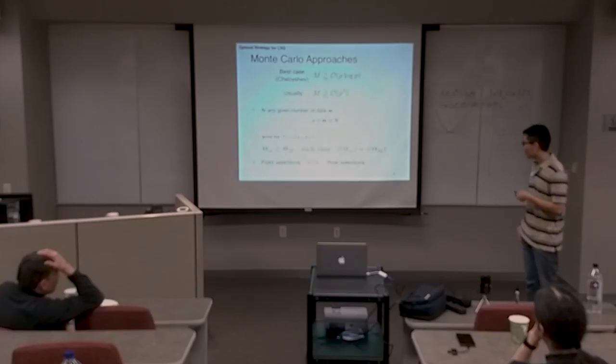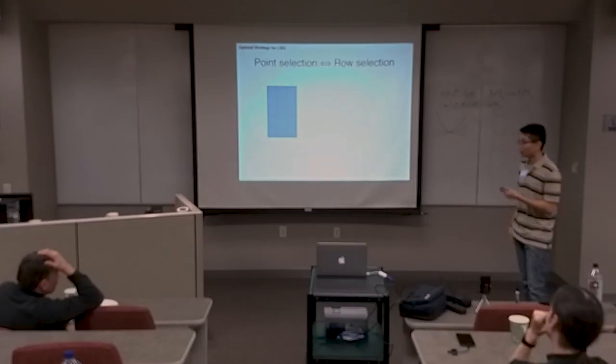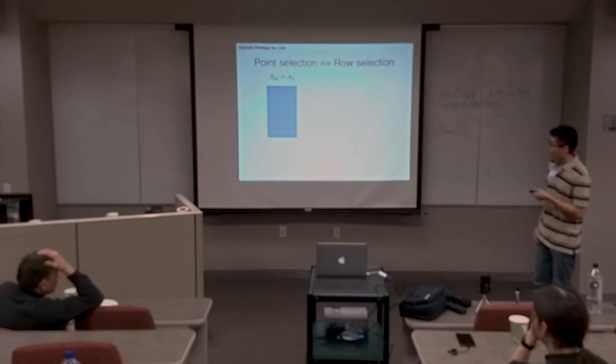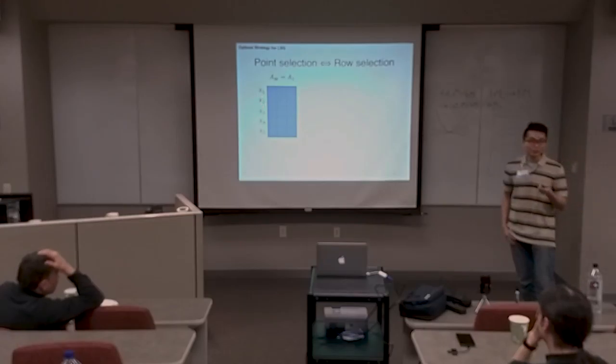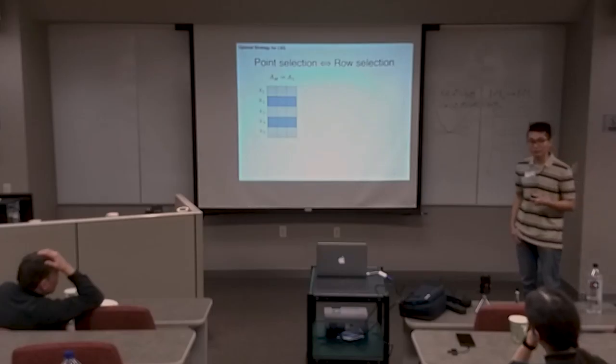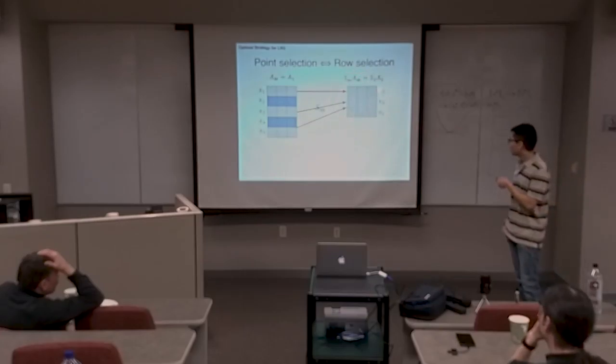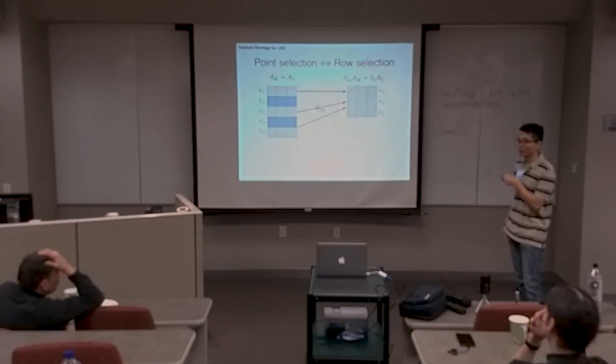Let me illustrate this equivalence in the next slide. Suppose we have a 5x3 model matrix, and each row corresponds to a point, x1 through x5. Suppose we choose x1, x3, and x5. Then this corresponds to selecting the first, third, and fifth rows. By collecting these selected rows, we can construct a small size model matrix, where each row corresponds to a point x1, x3, x5. We denote this row selection operator by Sm. By multiplying Sm to the model matrix, we get a small size model matrix.